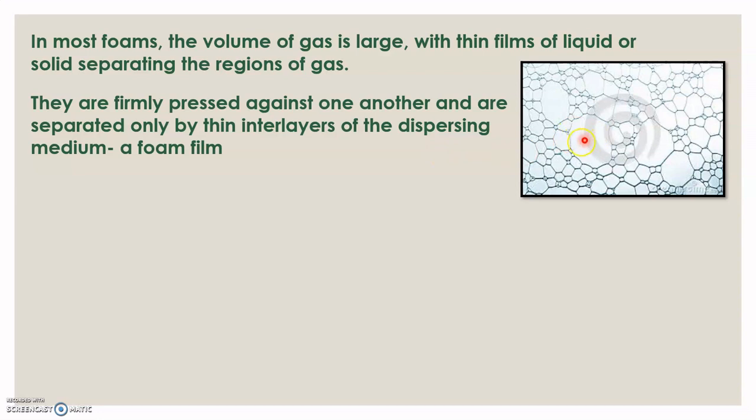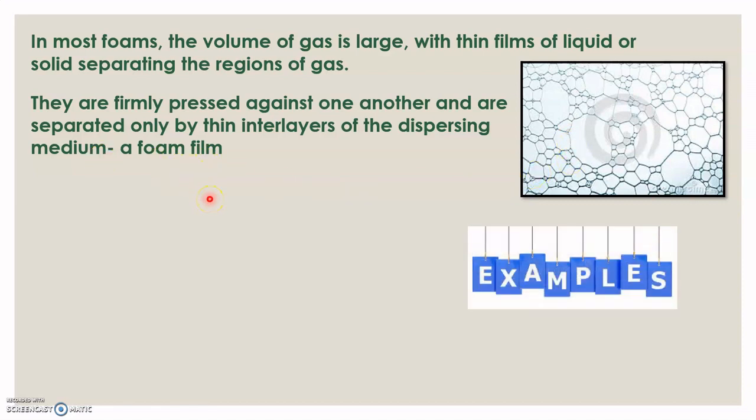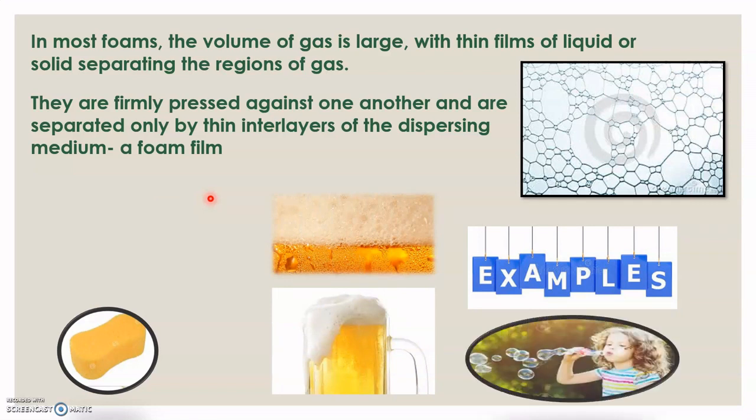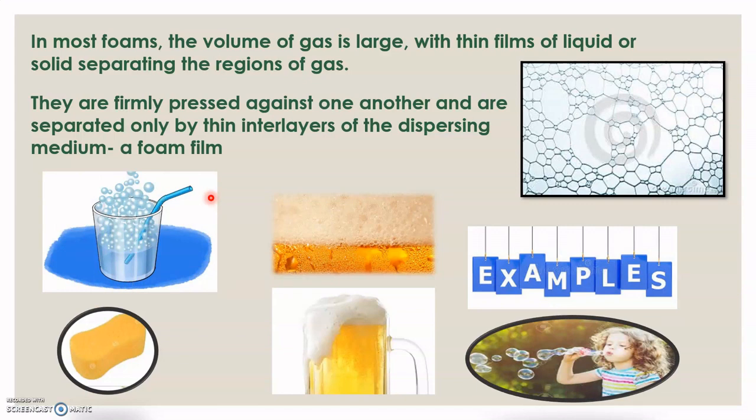And they are firmly pressed against one another, and they are separated only by thin layers of the dispersing medium. If the dispersing medium is liquid, then they will be separated by a thin layer of liquid. If it is a solid foam, then the thin layer will be a solid, and we call this thin layer a foam film. Examples of foams include a bath sponge, the head on a glass of beer, blowing soap bubbles, and injecting air into frothing solution.